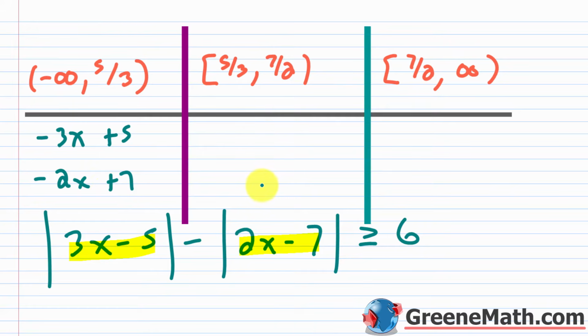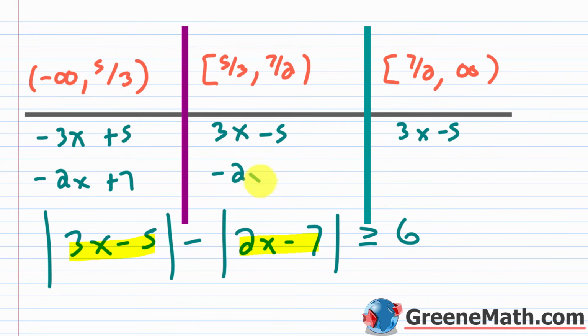Now in the second interval, we would say that this guy right here would be non-negative, right? If it's 5/3, then it's 0. Any other value would make it positive. So you could just drop the absolute value bars. So this is just 3x minus 5 here. In this interval, this guy's positive. So again, just drop the absolute value bars, same rule. So 3x minus 5. Now for this guy, it's still going to be negative in this interval.